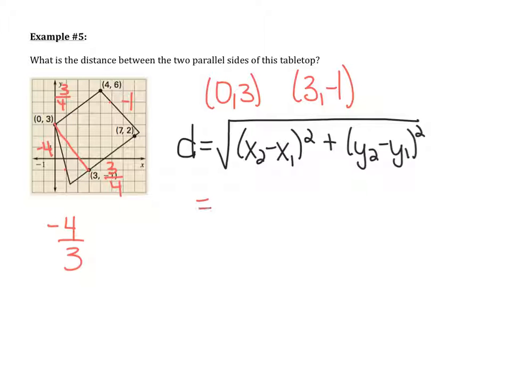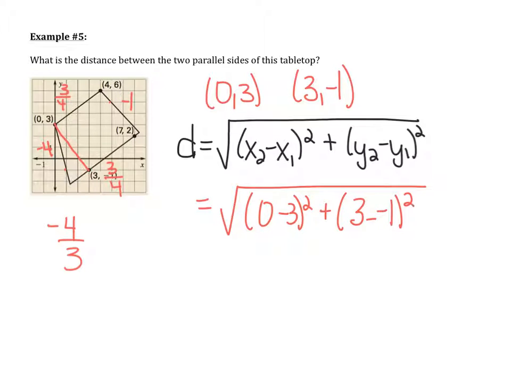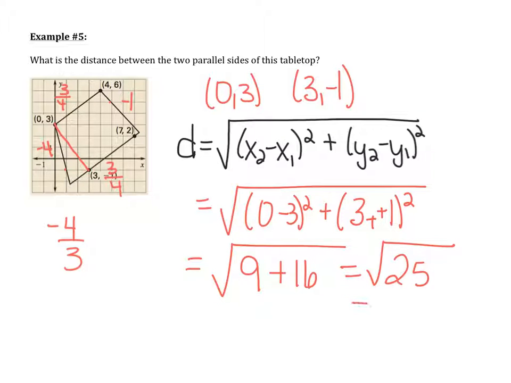So I would have the square root of, subtract the x's, 0 minus 3 squared, plus subtract the y's, 3 minus negative 1 squared. Now remember, the last thing you're going to do is take the square root. So I'm going to do what's inside the parentheses first. 0 minus 3 is negative 3, and negative 3 squared is 9, plus 3 plus positive 1 is 4, and 4 squared is 16. 9 plus 16 is 25, and the square root of 25 is 5. So the distance between those two parallel sides of the tabletop is 5 units.